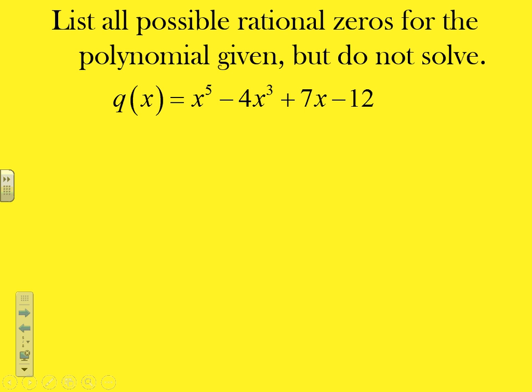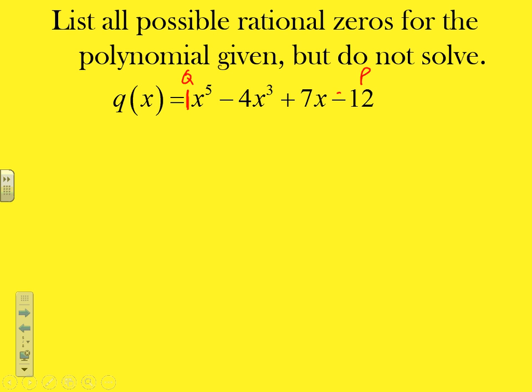So the next one that we see here is again very similar to the first example. All it's asking us to do is identify what are the possible solutions, not to actually solve it, but just tell me what are the possible solutions. So remember, the constant number here is your p-value. The coefficient of the leading term, in this case, is a 1. That's your q value.